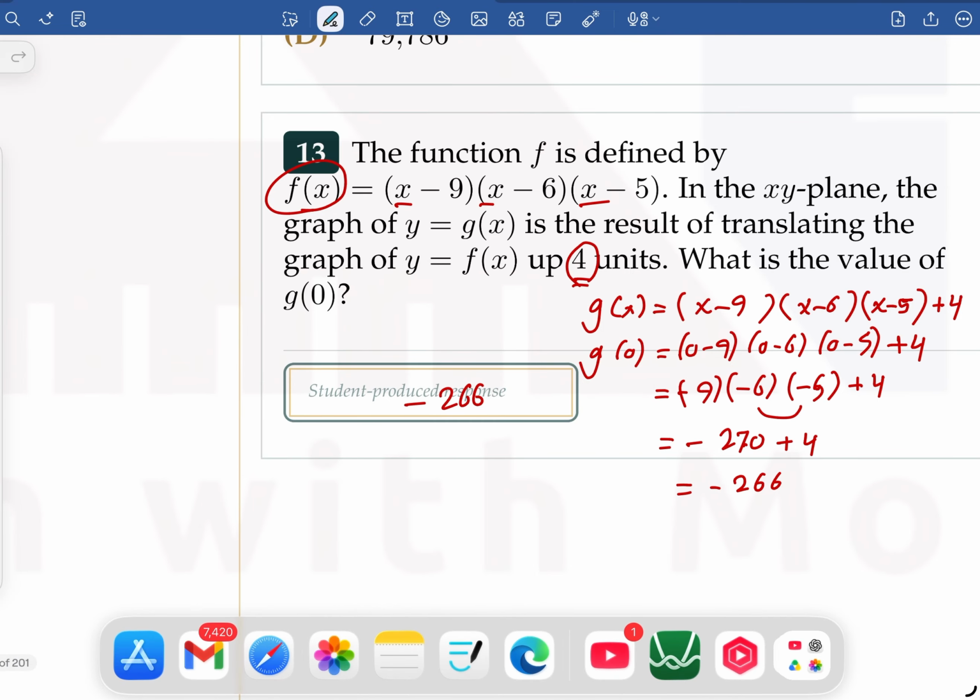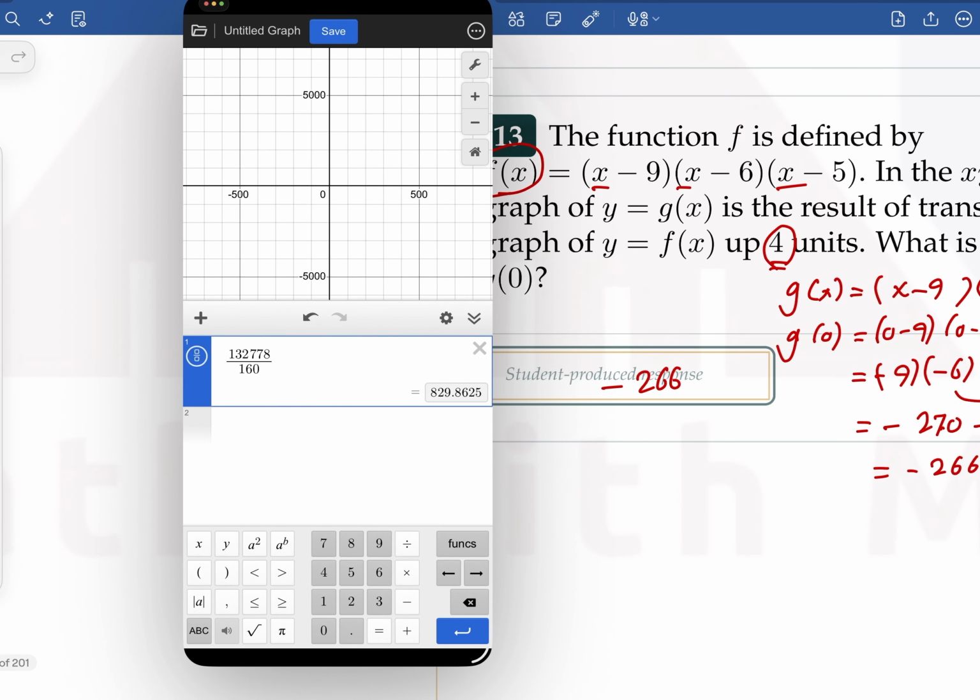Using Desmos is also an option. You can write the function f, for example. First, f of x here, and write equal, and open the 3 pairs of parentheses and write the factors x minus 9 and x minus 6 and x minus 5, and you will have a graph. You see the graph later.